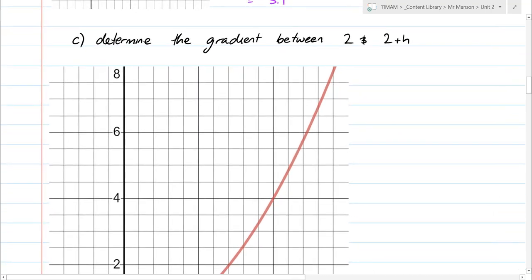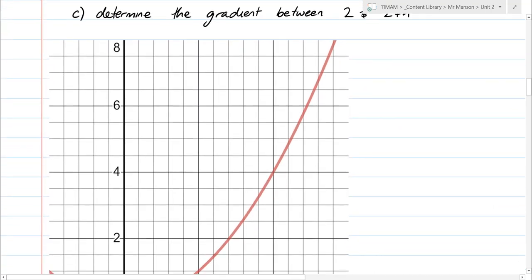Determine the gradient between 2 and 2 plus h. So this is where it becomes abstract. We're going to generate an understanding of what's going on by creating an h value, where before we were choosing points that are really close. Now I'm going to choose a point h, and then we're going to consider what happens as h gets really, really small. And that will be our differentiation by first principles. So here's my point 2, and 2 is (2, 4). And 2 plus h, I'm just going to put it up here. It's a fair way up, but it just makes my diagram more clear.